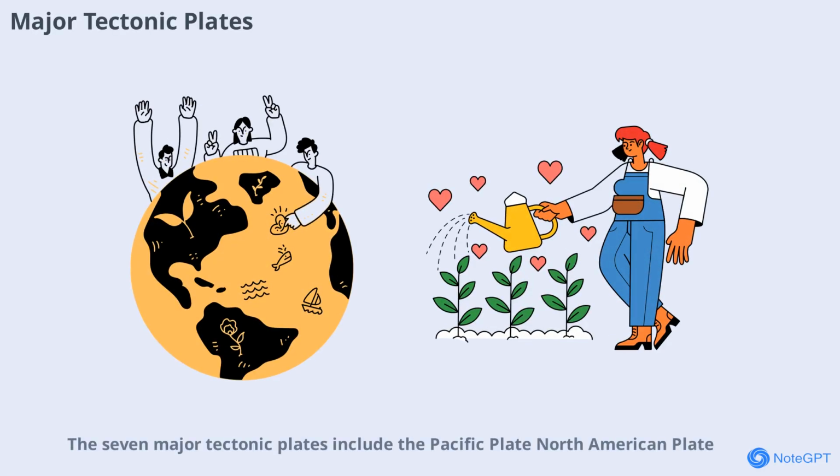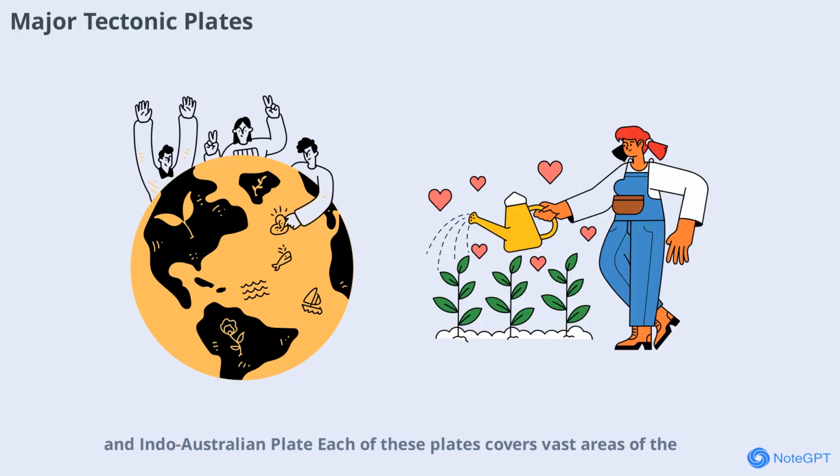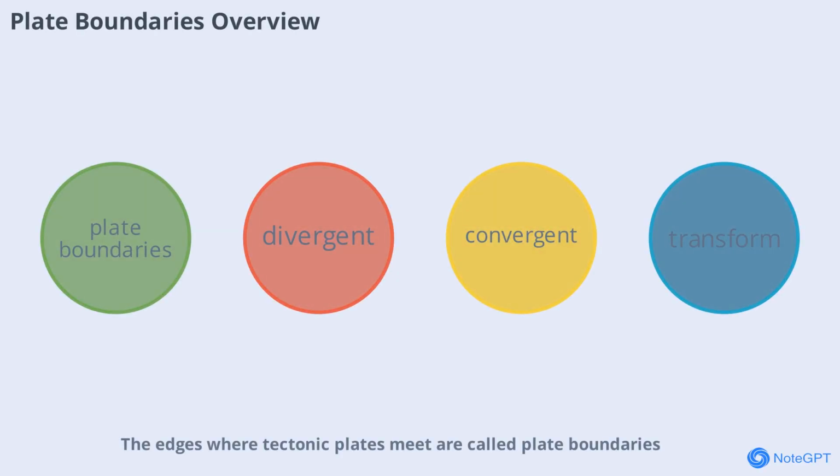The 7 major tectonic plates include the Pacific Plate, North American Plate, Eurasian Plate, African Plate, South American Plate, Antarctic Plate, and Indo-Australian Plate. Each of these plates covers vast areas of the Earth's surface and interacts with neighboring plates in unique ways. The movement and collision of these plates shape continents, create ocean basins, and drive the formation of mountains and volcanoes. The edges where tectonic plates meet are called plate boundaries.